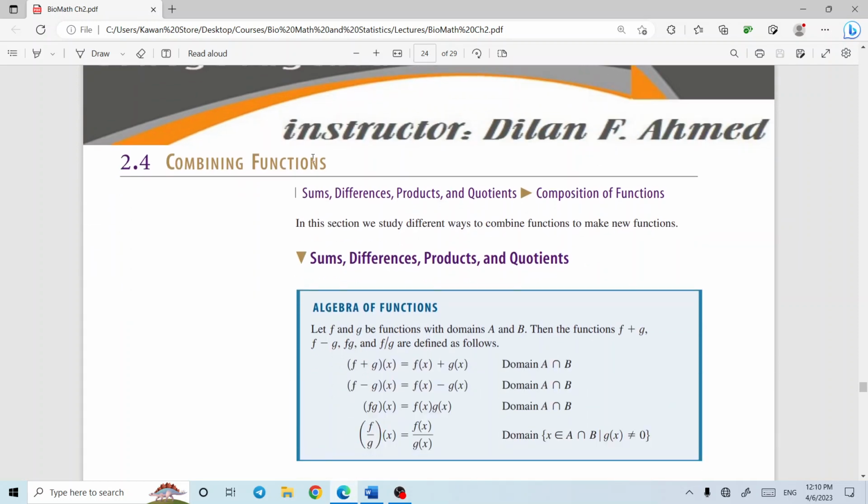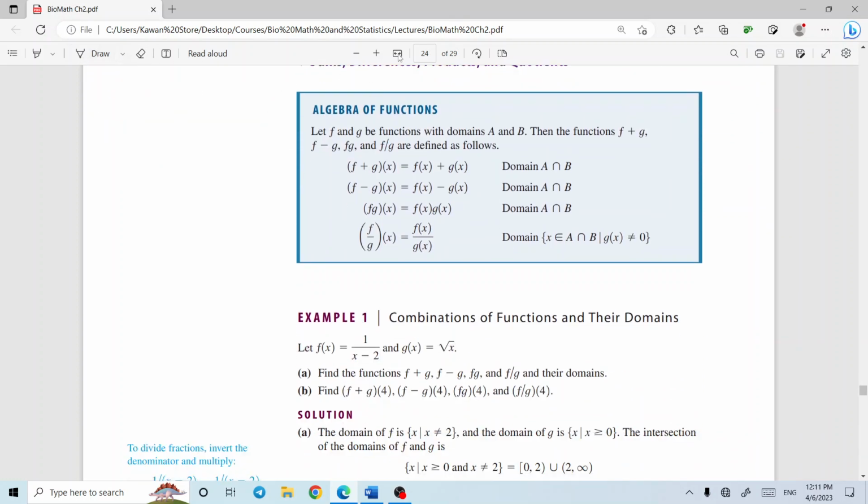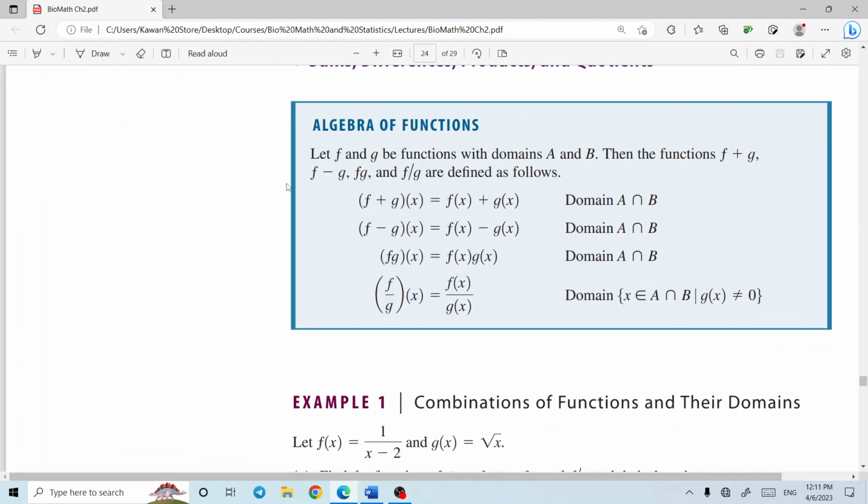So we have combining two functions. How many functions do we have? 2. We try to combine them by what? Maybe by addition or subtraction or division or multiplication. You can see from here we have two functions, f and g. How is addition? It is easy. How is subtraction? Just put them together.